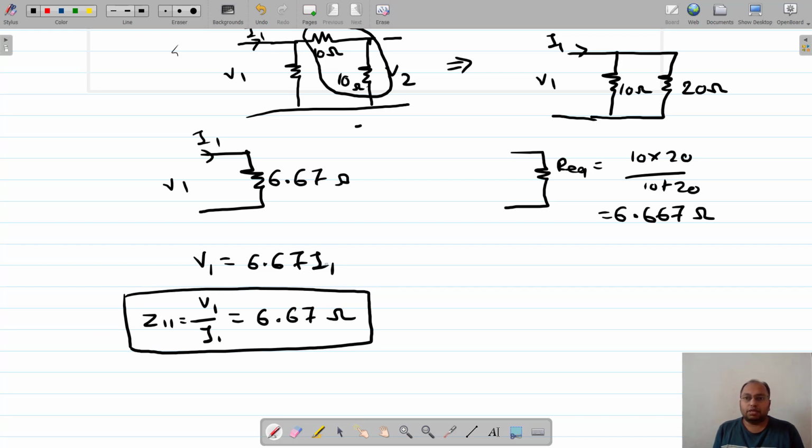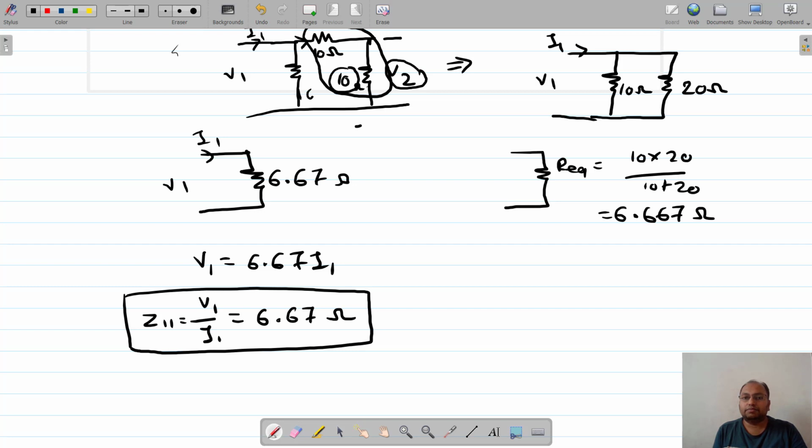Now we need to find the drop across this 10 ohm resistor, and that is my V2. Yes or no? In order to find that drop, we need to find I1 so that we can apply the current division rule, and then I can find the current flowing through this 10 ohm resistor. Is that fine?